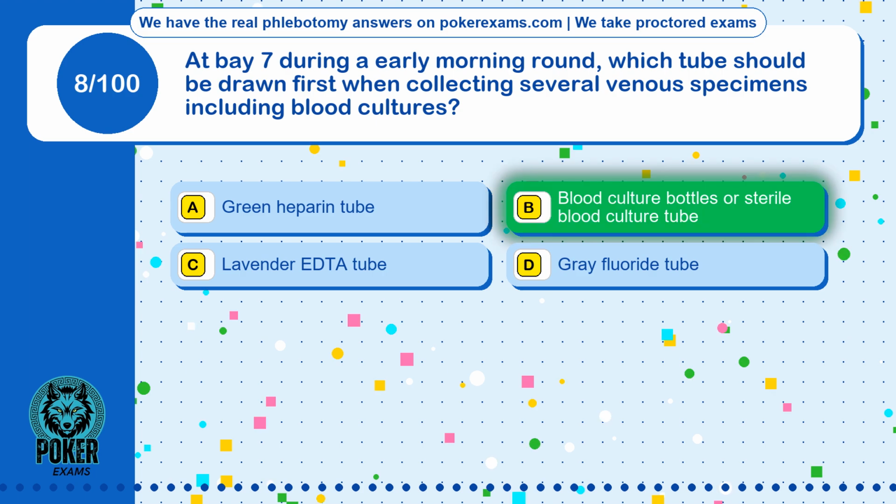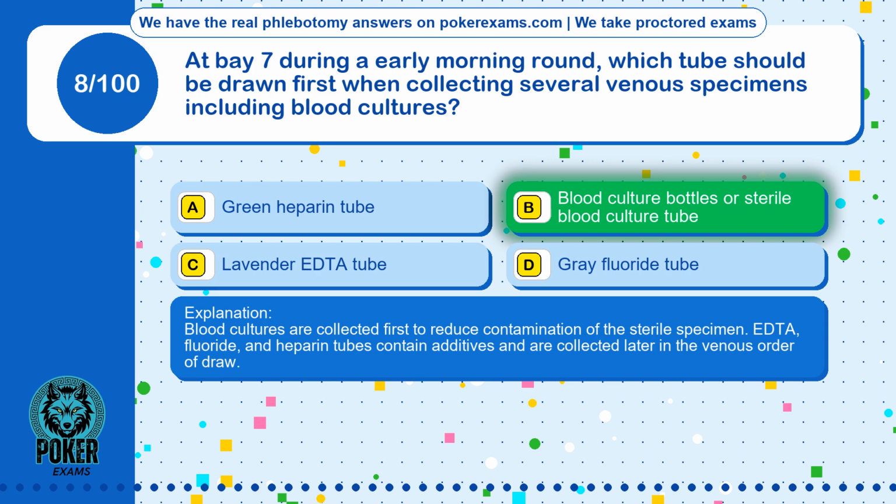The correct answer is option B. Blood culture bottles or sterile blood culture tube. Blood cultures are collected first to reduce contamination of the sterile specimen. EDTA, fluoride, and heparin tubes contain additives and are collected later in the venous order of draw.